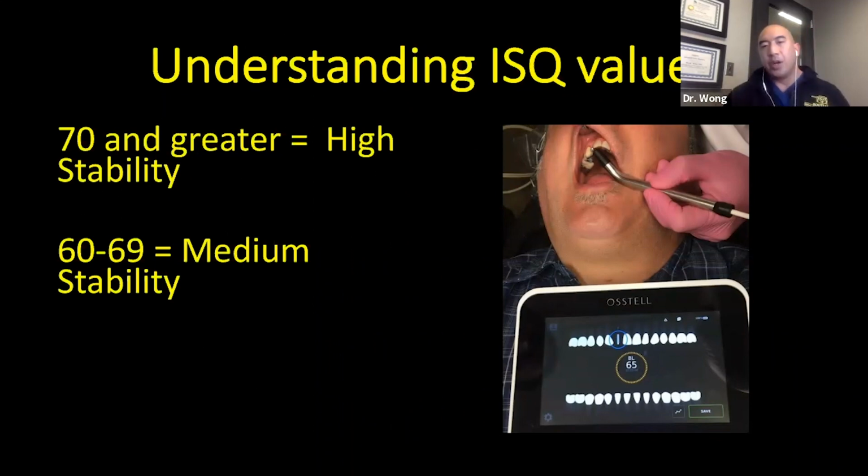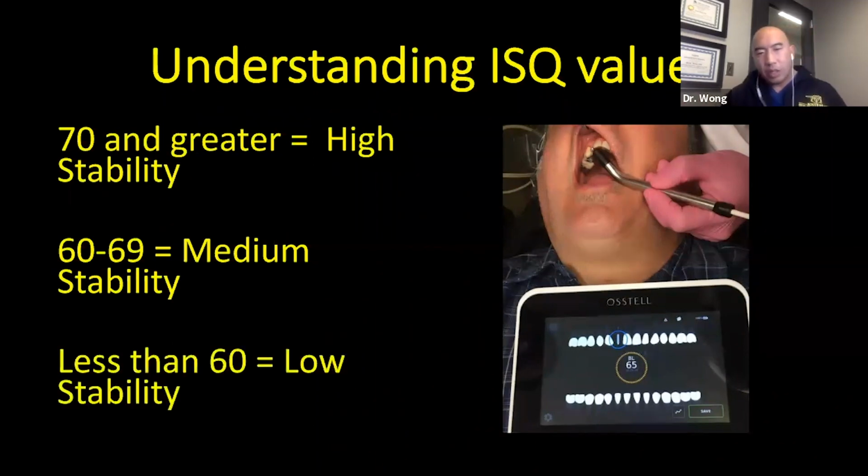So what that does, it just gives us a number. That way it's no longer, well, it feels good, it sounds good. Now we actually have something quantifiable, something we can measure so that we can make clinical decisions. Anything less than 60, we call that low stability. And then if you really want more information, I would say look it up. But there's a whole other presentation that we can do on RFA versus high insertion torque versus other things. So let's table some of this discussion for another day.